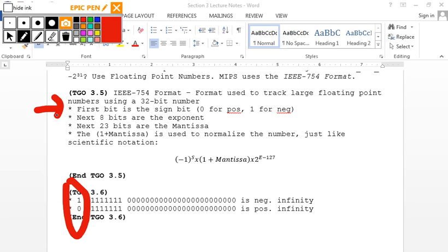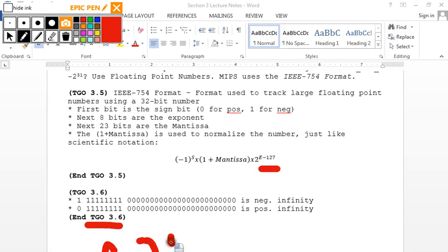And the next 8 bits, which are these here, are what are known as the exponent. So in this equation right here, that relates to e. And this equation is e to the negative 127. So here I have 8 bits. So what's the biggest number I can represent here? If I have 8 ones. One more up. 255, right?